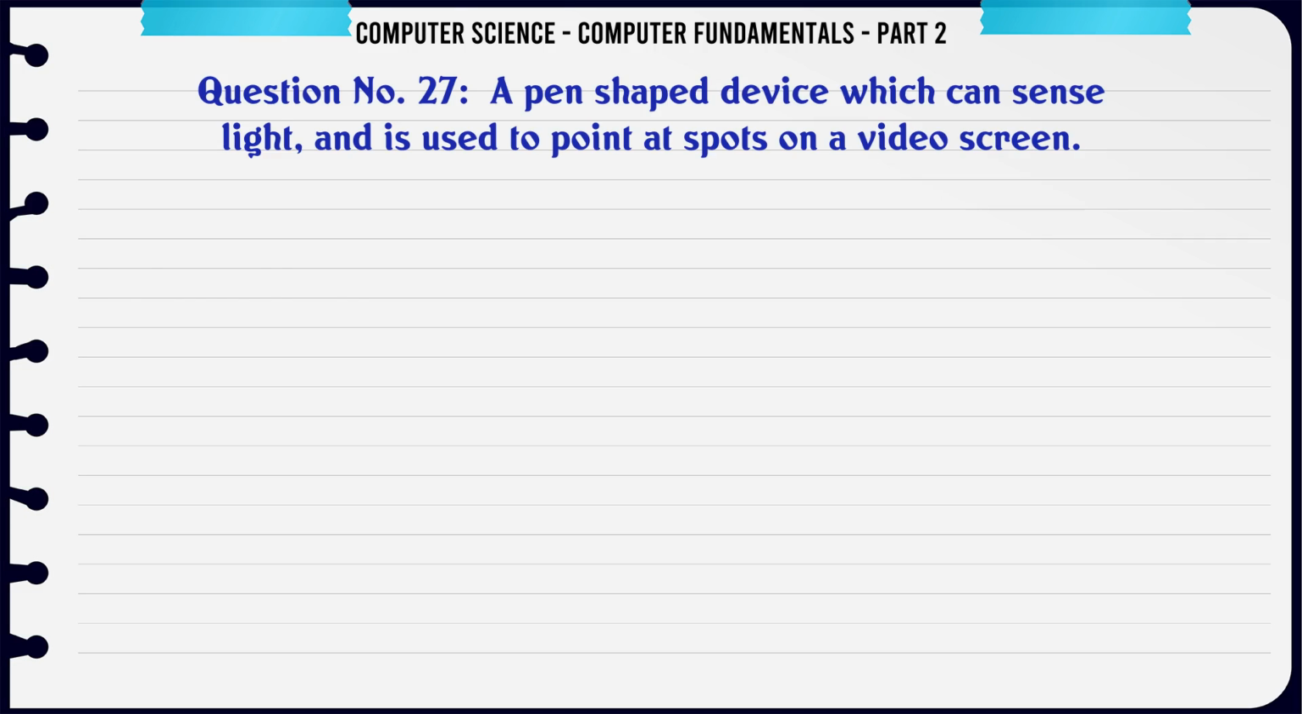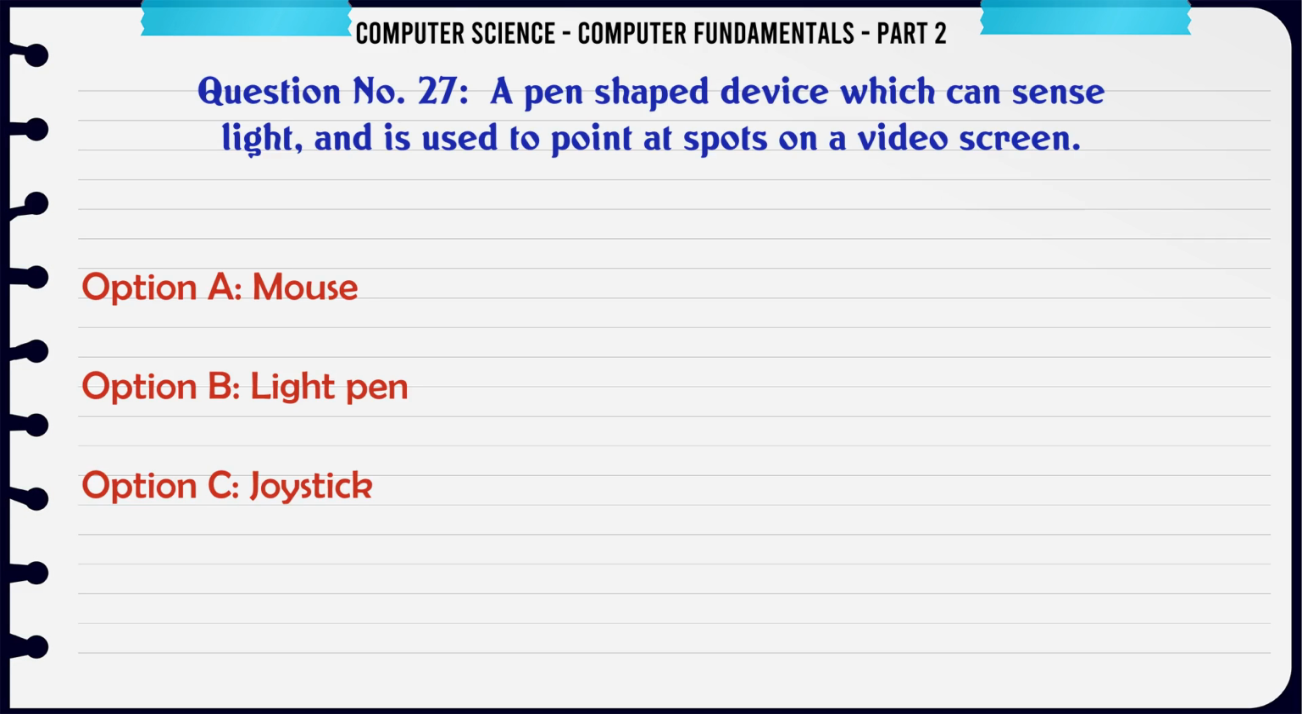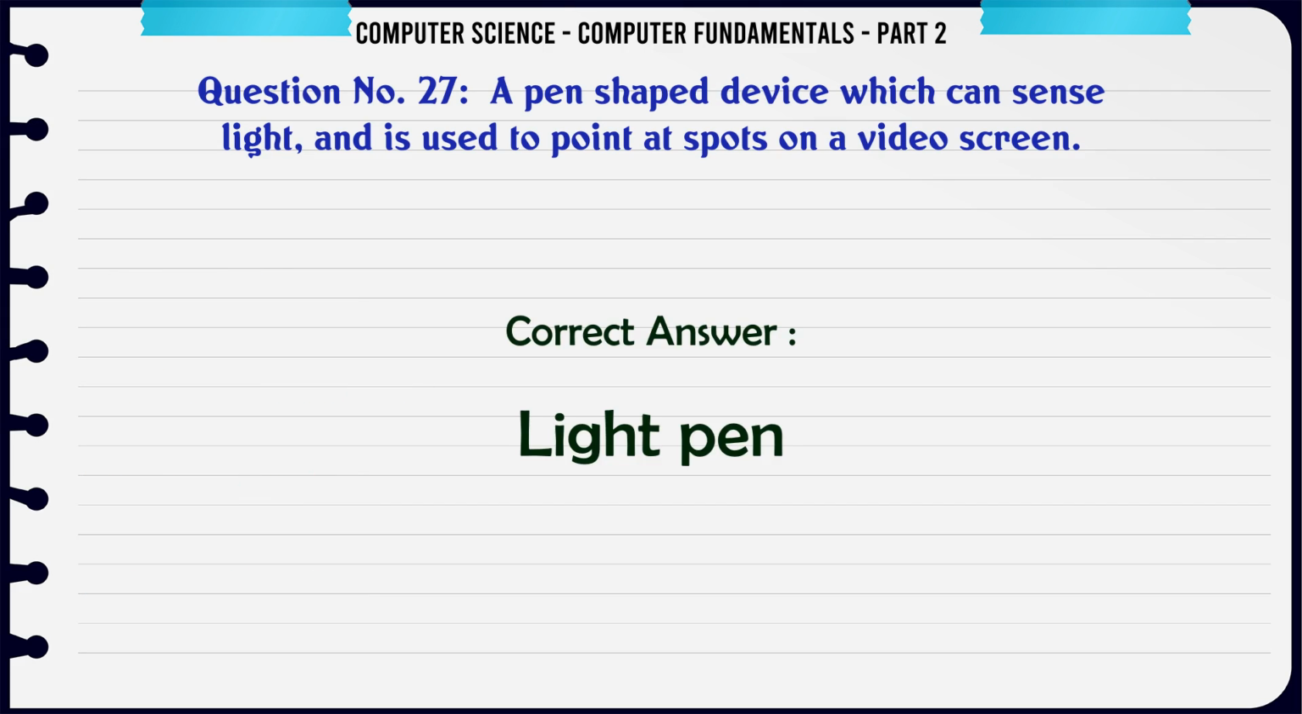A pen-shaped device which can sense light and is used to point at spots on a video screen. A. Mouse, B. Light pen, C. Joystick, D. Plotter. The correct answer is light pen.